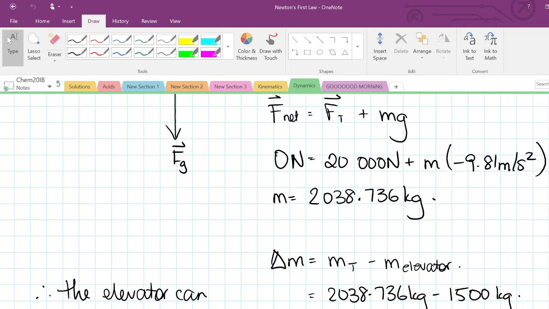Okay, so those are two examples of Newton's first law problems. And like usually, guys, if you've got questions or something doesn't really make sense, I didn't do a good job explaining it, by all means, please bring it to class. We'll chat about it. We'll do some examples together when we see each other.